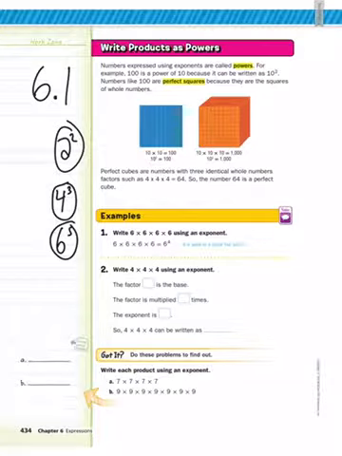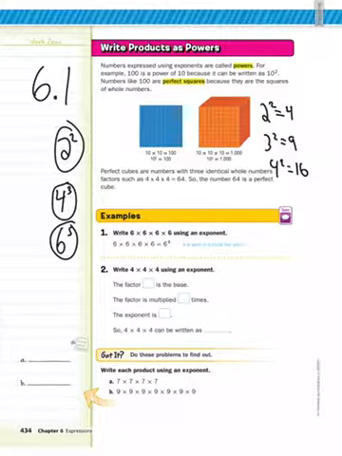So think of all your squares. So 2 squared is 4. 3 squared, remember that's 3 times 3, is 9. 4 squared is 4 times 4 is 16. Perfect squares are these numbers right here because they're the answer to square exponents. So that's what a perfect square is.